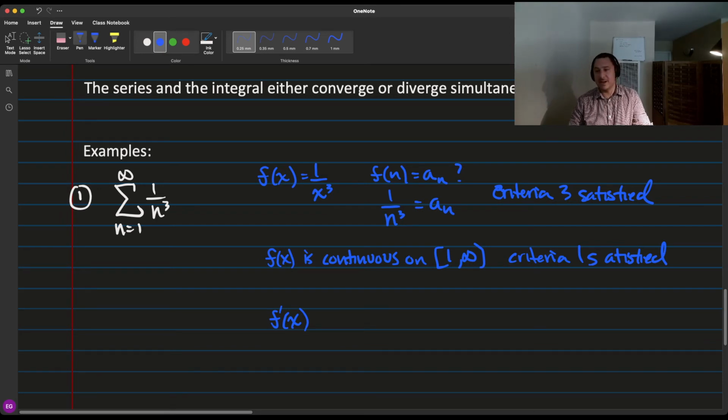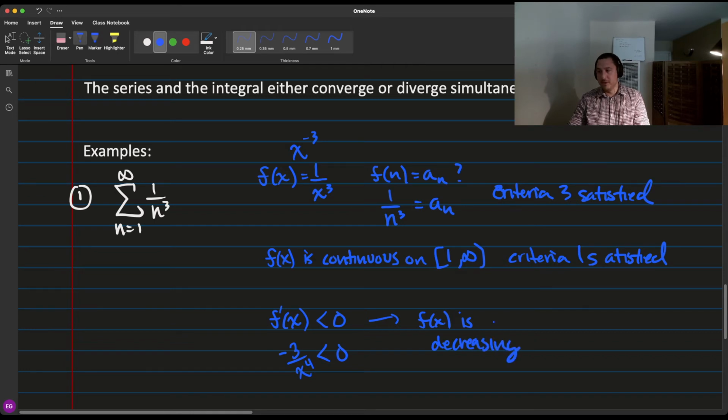It's negative, yeah. And this is actually not that hard to do because the function is x to the negative 3, so if you take the derivative, you get negative 3 over x to the 4th. X to the 4th will always be positive. The negative 3 makes it always negative, so you know that f of x is decreasing. And boom, criteria 2 is satisfied.